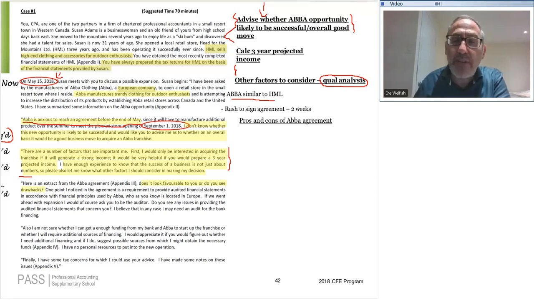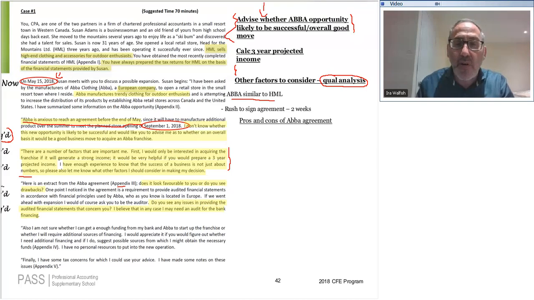I put that down as another required, pros and cons of agreement. I actually treated it a little bit like a sub-required of the qualitative analysis, but if you want, you can look at it as an independent required as long as you deal with it. One point I noticed in the agreement is a requirement to provide audited statements in accordance with financial principles used by Abba, who, as you know, is located in Europe. If we went ahead with the expansion, I would, of course, ask you to be the auditor.